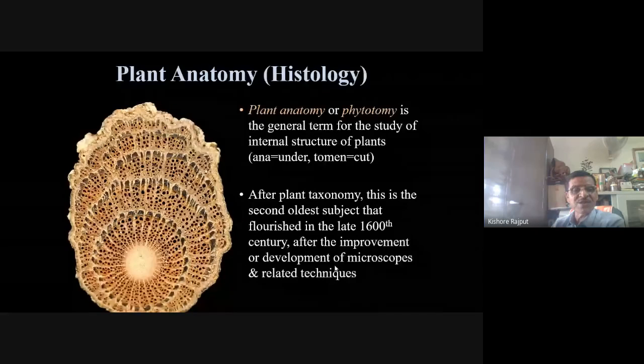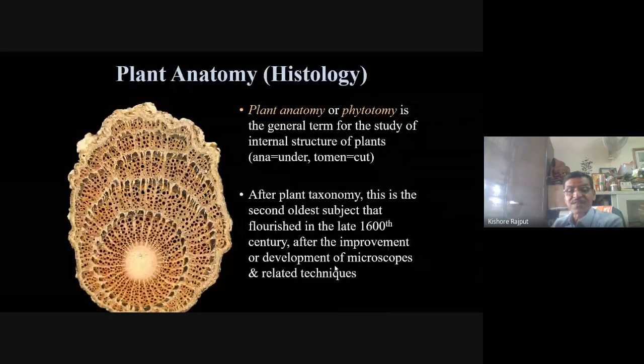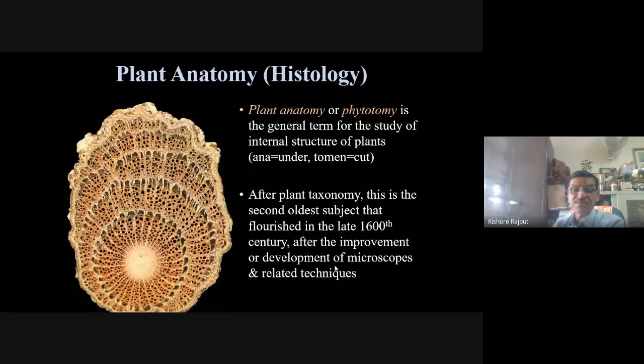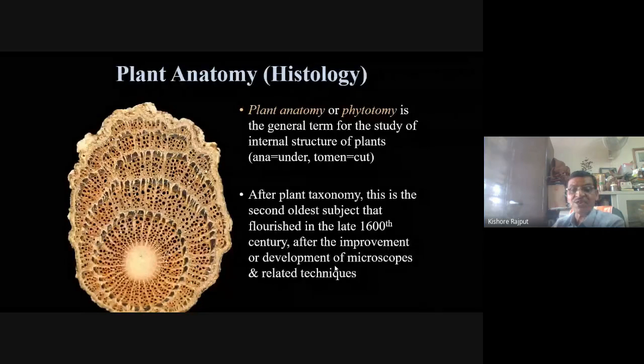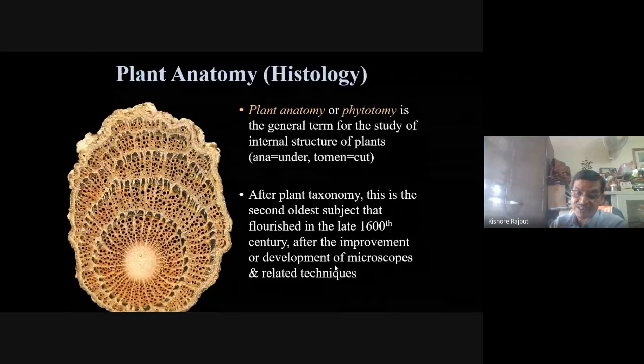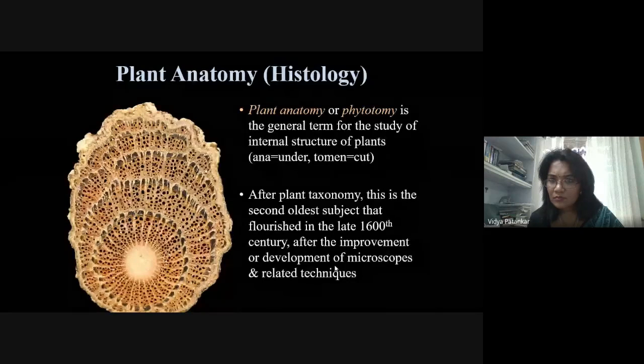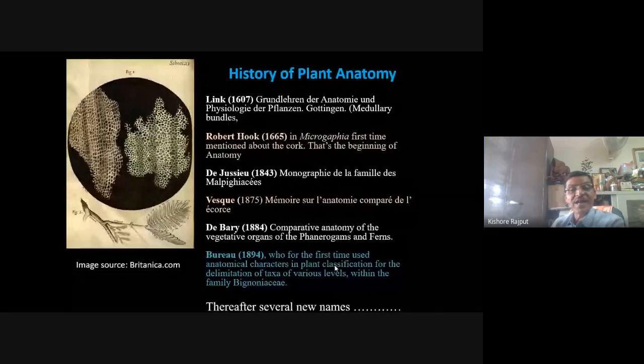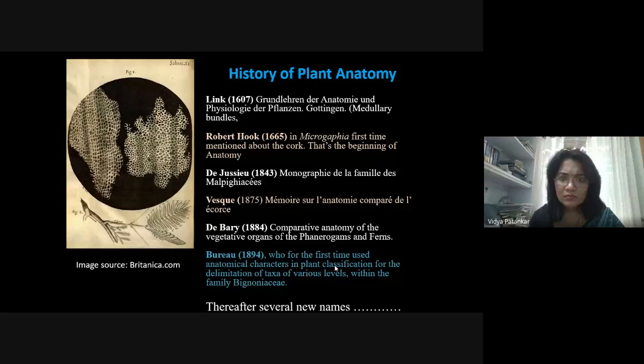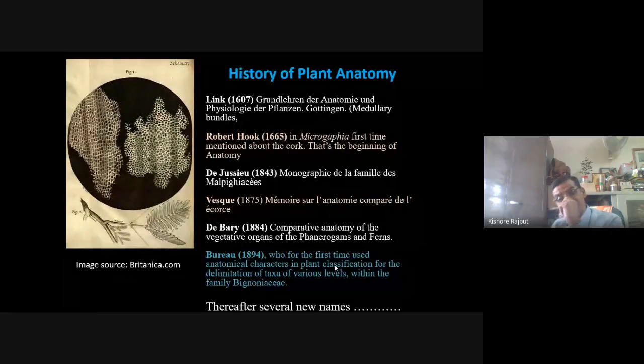Look back to the origin of this subject. It is the second oldest subject, which flourished in the late 16th century after the invention, or maybe the improvement, in the microscopic technique. Now, if you see from where anatomy started, it is the first reference that you can get based on anatomy. That is the link.